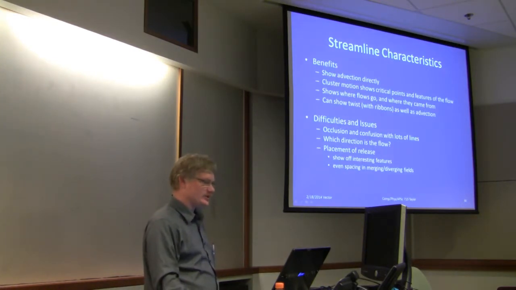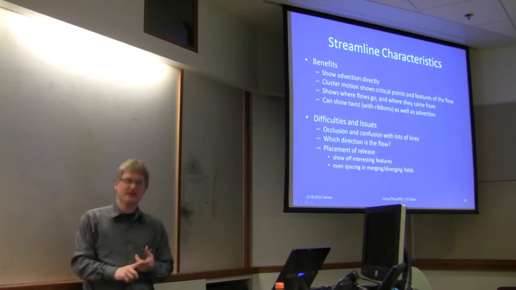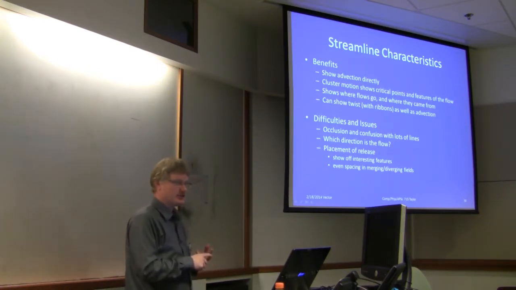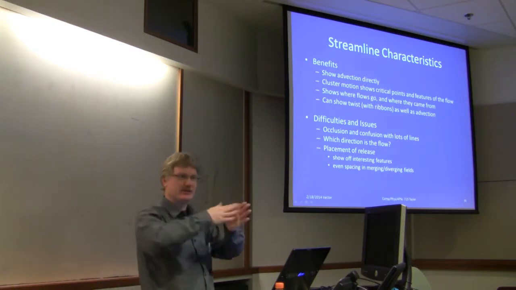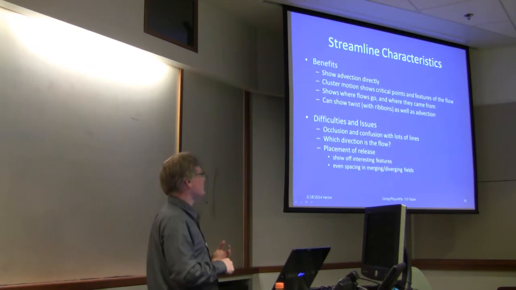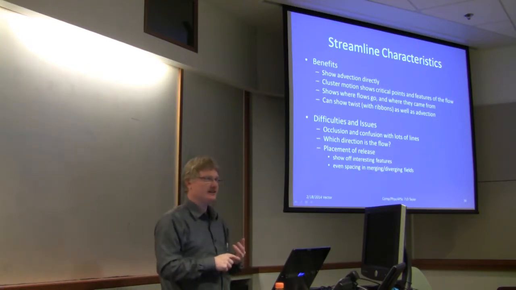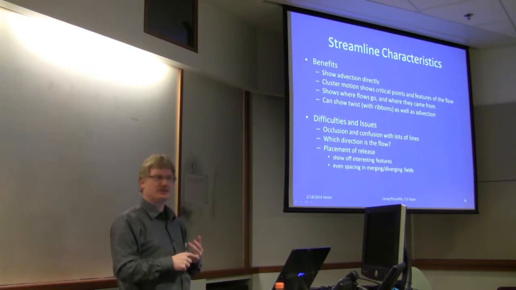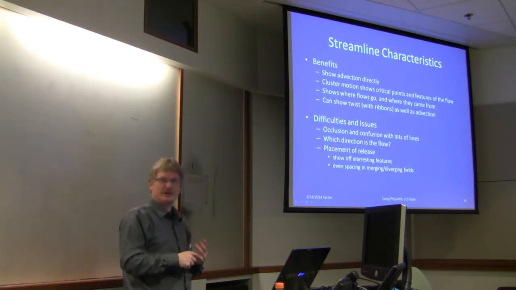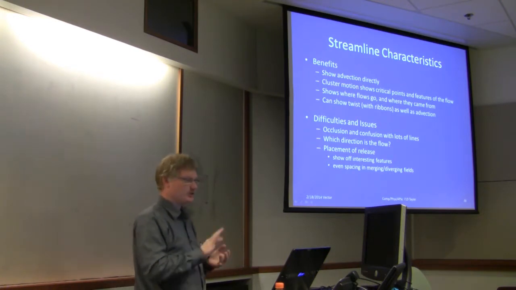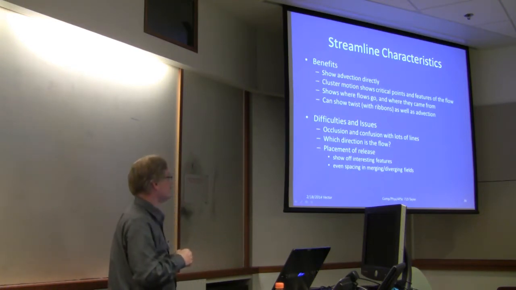Okay. So the streamline characteristics, the benefits, are they show the advection directly. The cluster motion shows critical points and features as they come together, flow apart, and spin. It shows where flow comes from and where it goes. The streams by themselves don't tell you which one is which, right? Unless you put some arrow glyphs or color or some animation, you're not going to know which way is forward and which way is back. And they can show twist and advection as well.